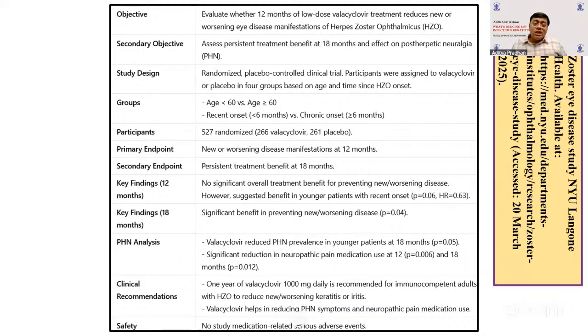So the current recommendations by ZEDS are 1 year of valacyclovir 1 gram per day is recommended for immunocompetent adults to reduce the new or the worsening of existing keratitis or iritis. And it also has a good secondary benefit at the end of 18 months for reducing the herpetic neuralgia and reducing the dependence on neuropathic pain. No study medication related adverse events were noted.